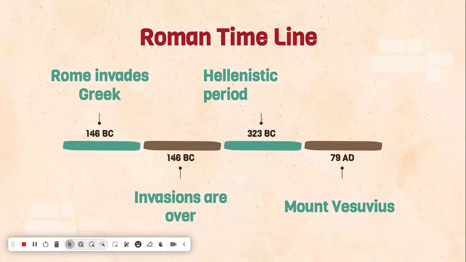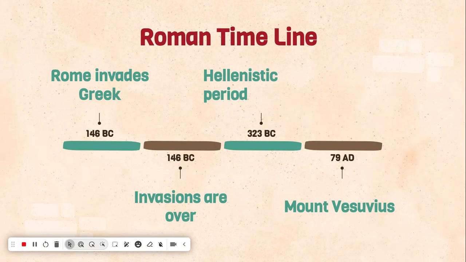So then I want to give you a little bit of a Roman timeline that I go over in my paper. So first, Rome invaded Greece in 146 BC, and then the invasions were over in 146 BC. And then the Hellenistic period was a period of time when Romans really started to adapt the Greek culture of art, and they really started to incorporate it into their culture.